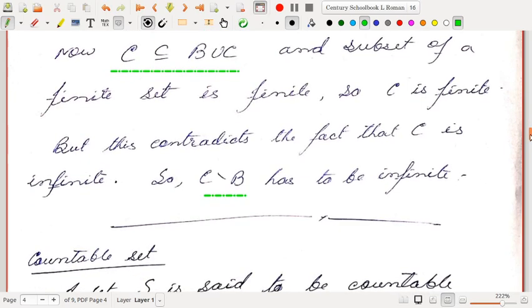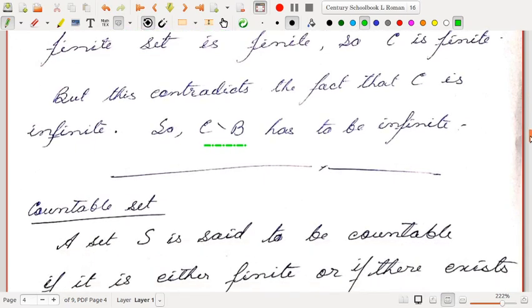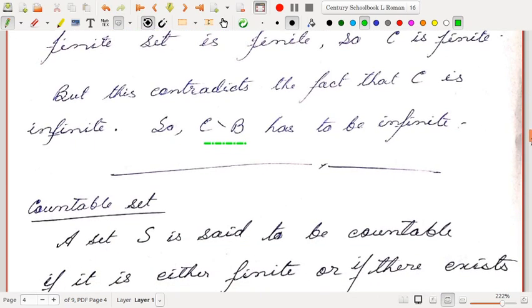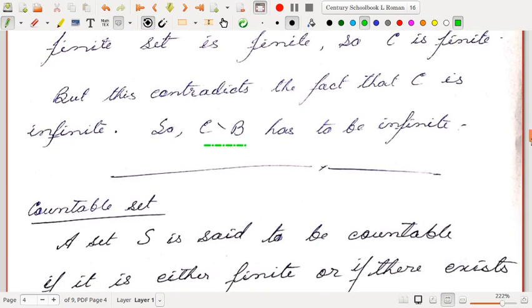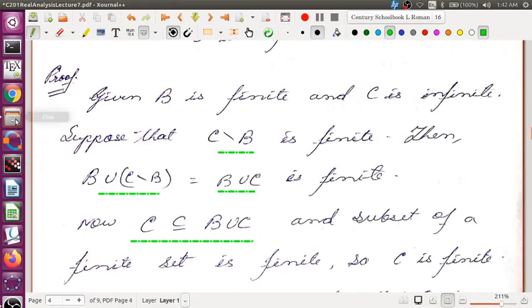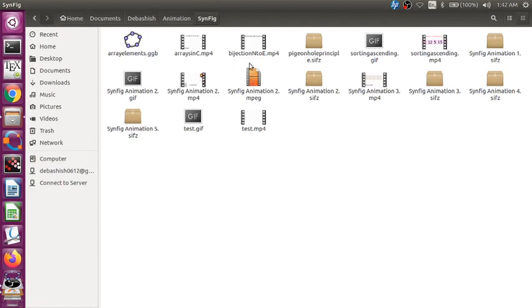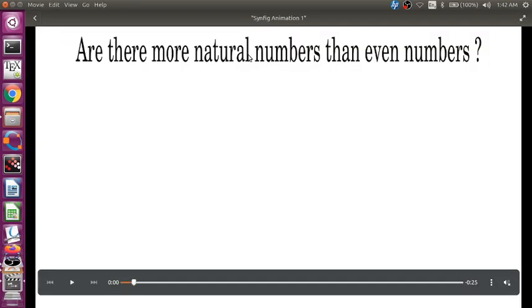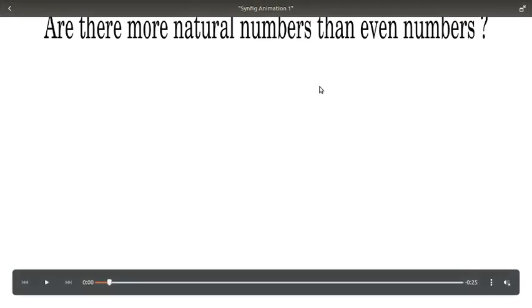Now we generalize this notion to larger sets, so we introduce the definition of a countable set. Before I introduce this definition, I would like all of you to see this animation. Which set has more elements? Are there more natural numbers or more even numbers?